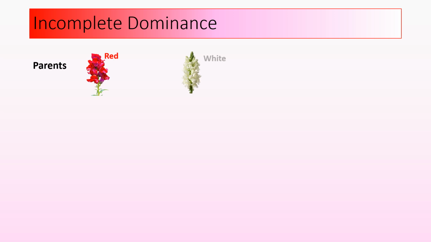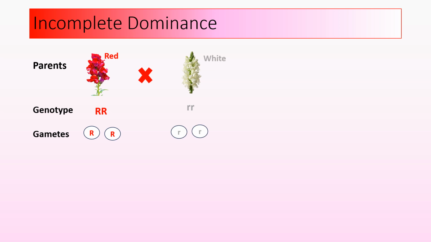Any genetic phenomenon is understood with the help of a cross. Let's do a cross here as well with the Snapdragon plants, where we cross a pure red plant, red being a dominant characteristic, with a pure white flowered plant, where white is a recessive characteristic. Let's denote our gene with capital R for red. So the genotype of the red plant is capital R capital R, and that of the white plant is small r small r.